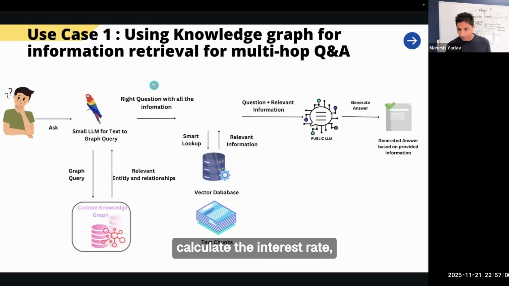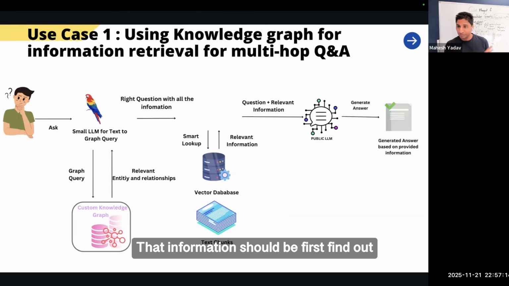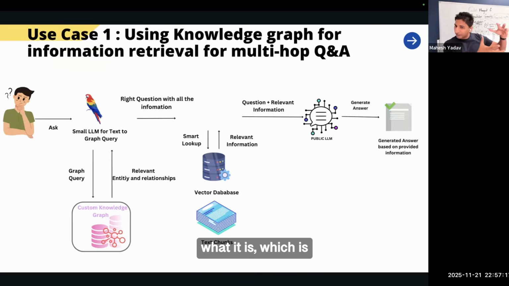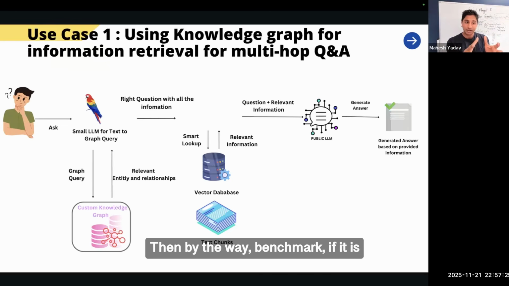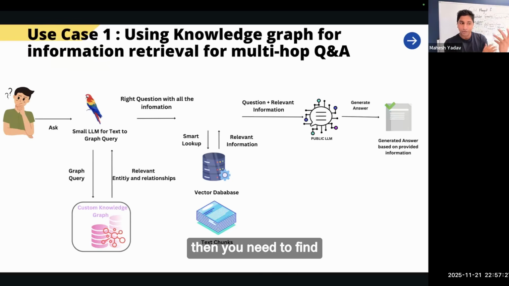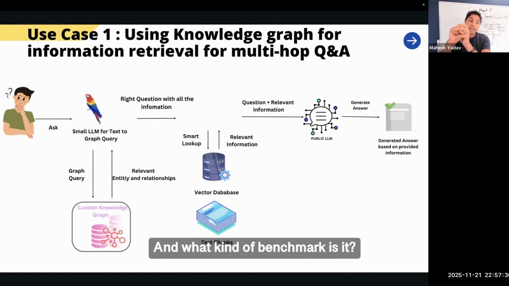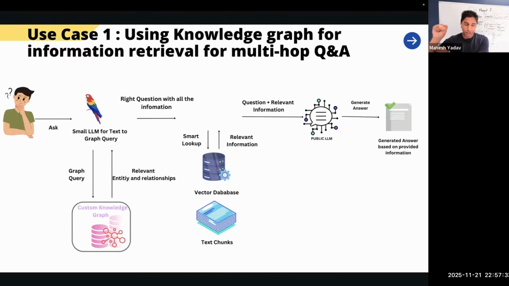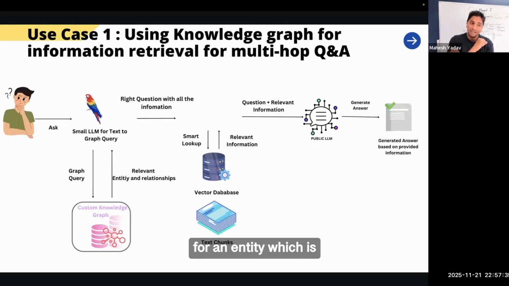And then it says, hey, to calculate the interest rate, you need to first make sure what is in this contract, how it is calculated. That information should first be found out, which is that it can be a fixed rate or it can be a sum of benchmark and spread. Then, if it is benchmark and spread, you need to find the value of the spread and what kind of benchmark it is. Okay, for that benchmark, you need to look for an entity which is the index floor of it. Good, so far following me? I know a few raised hands, but mostly getting it.